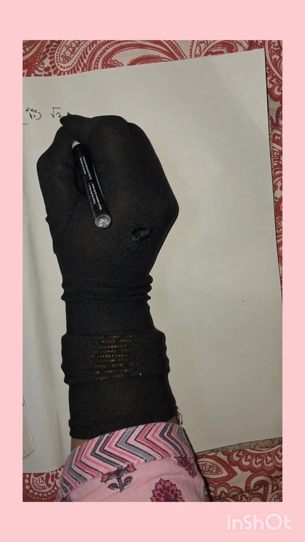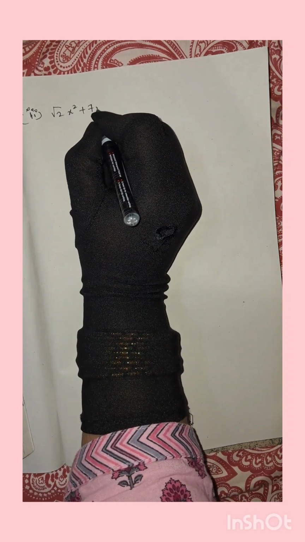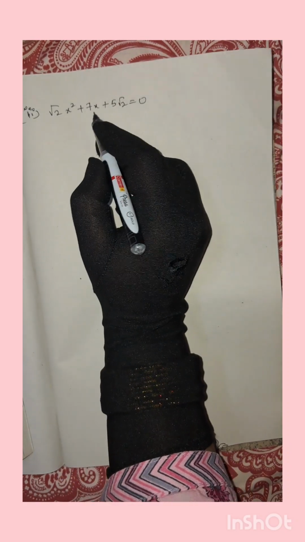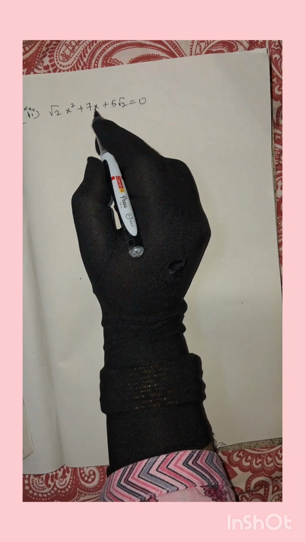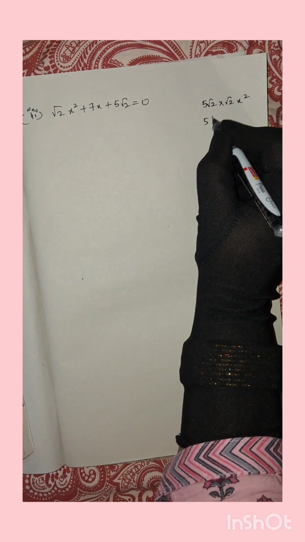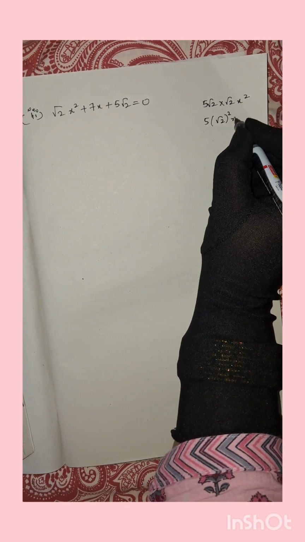Third one, root 2 x square plus 7x plus 5 root 2 is equal to 0. Okay, so here, when you add or subtract, you should get 7x, but when you multiply, you should get 5 root 2 into root 2 x square. So 5 root 2 into root 2 whole square into x square.